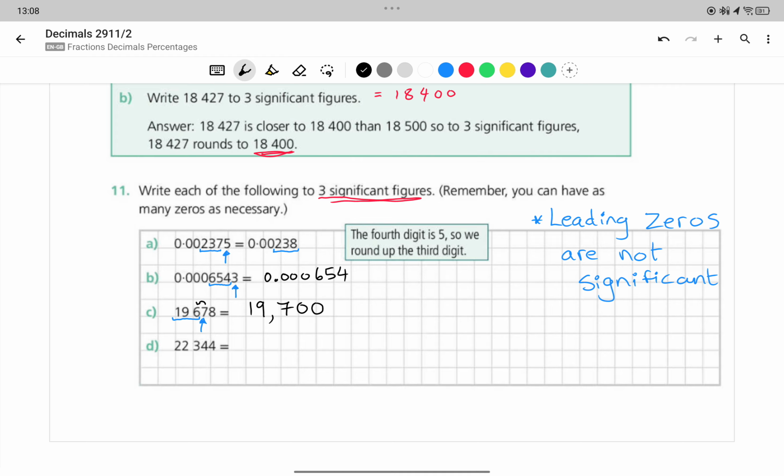19700 will be your answer. Then 3 digits here. You look at this digit. Is it 5 or more? No. So that one would just be 2, 2, 3, and instead of 4, 4, they've changed it to 0. You can put a comma in here. Your point is at the end. You can put in 0.0. Doesn't really matter.